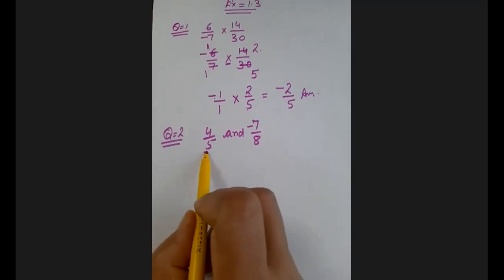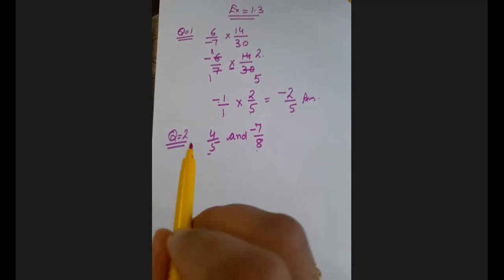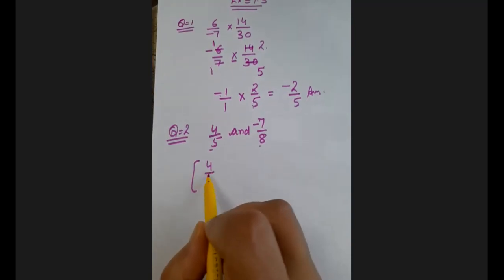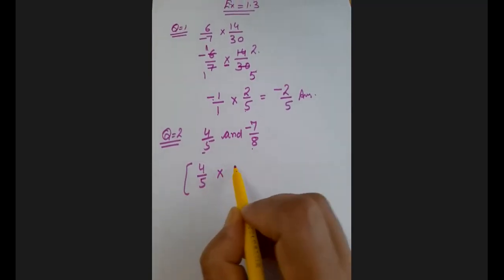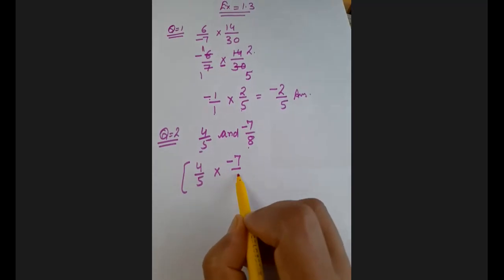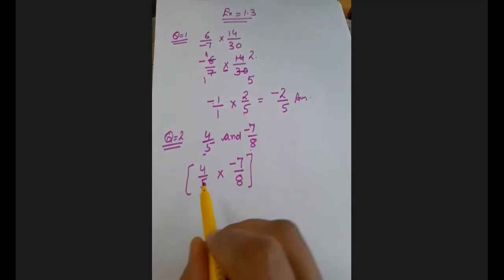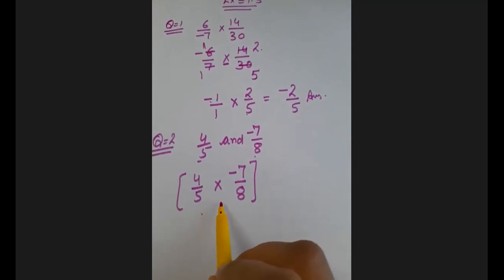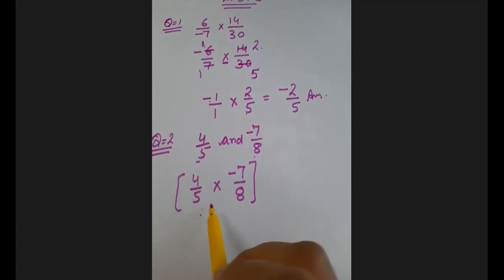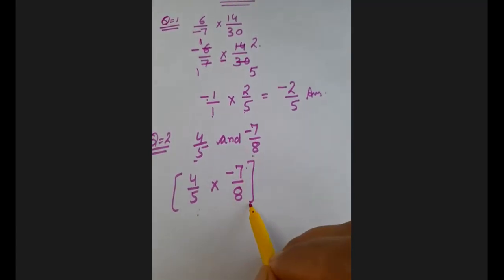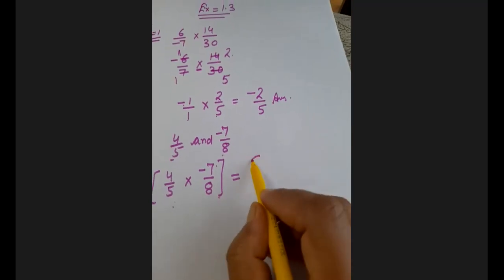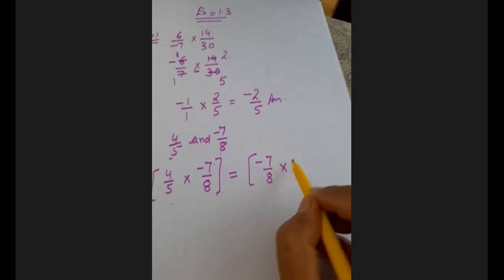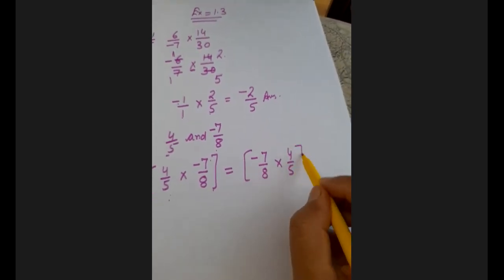Yes, friends, first we write these two numbers according to the commutative property. Your commutative property is 4 upon 5 multiply minus 7 upon 8, commutative property of multiplication. 4 upon 5 multiply minus 7 upon 8 is equal to, now first we write minus 7 upon 8 multiply 4 upon 5.